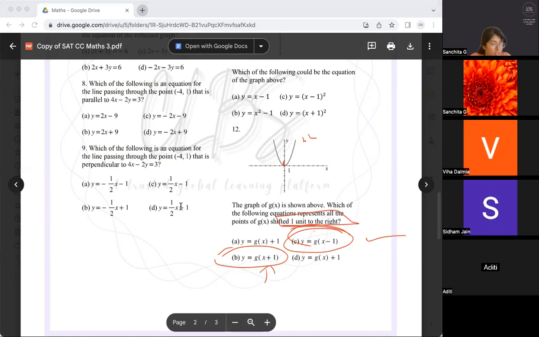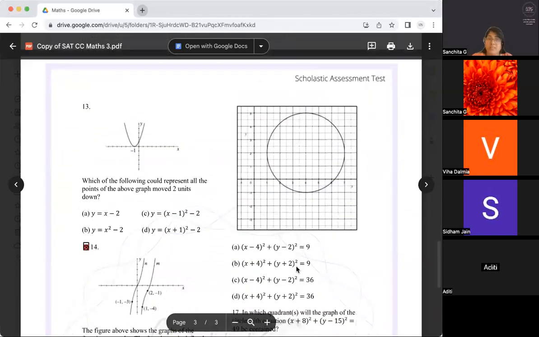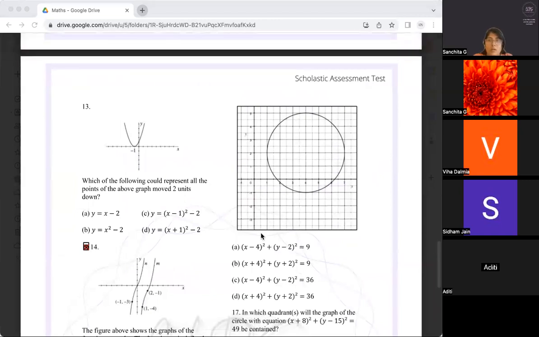Yeah, the question is saying 1 unit to the right. So if this is the equation, the right equation is x minus 1, okay? They have not drawn it in the question. Yeah, I didn't get it. Read each and every word carefully, okay? For sure. 13.